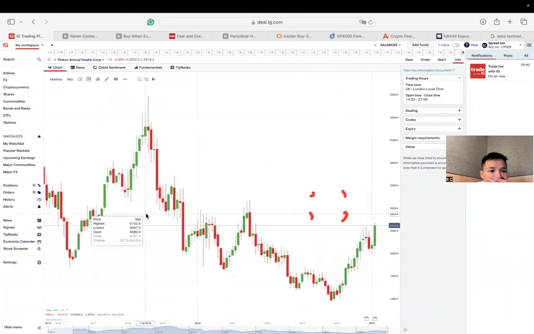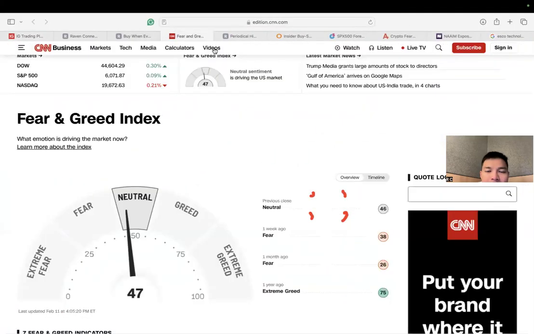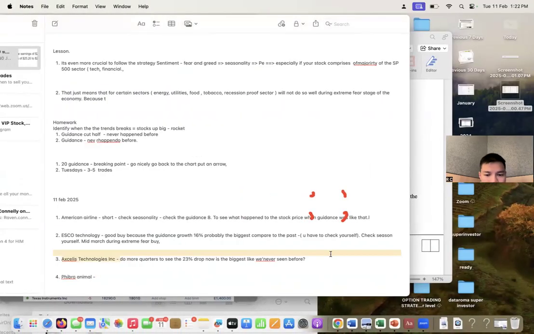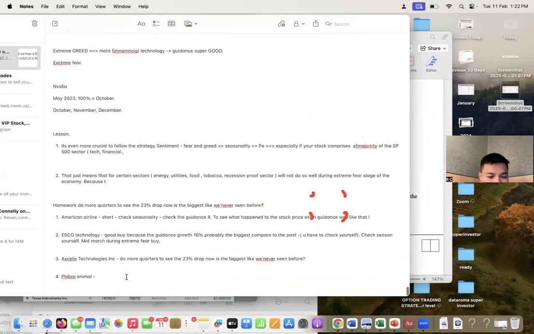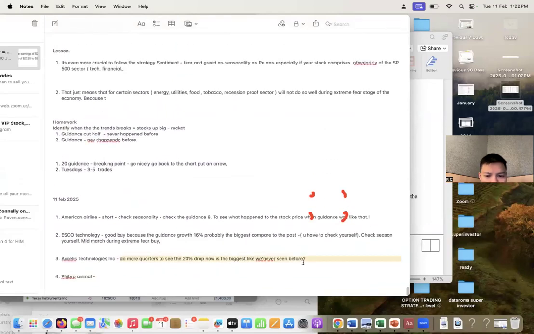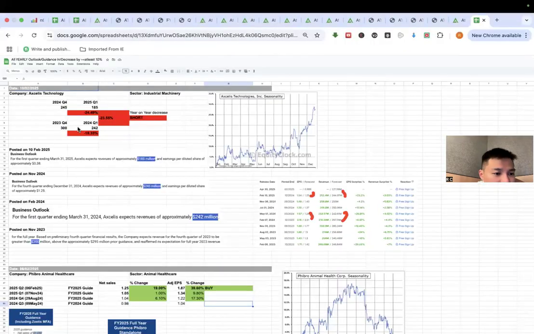So what I'm going to do, I'm going to type this 29 to 40%. Oops. What did I just do? Do more quarters to see if this 14% increase now is like we've never seen before. Okay. Nice. Let's go to the next one.